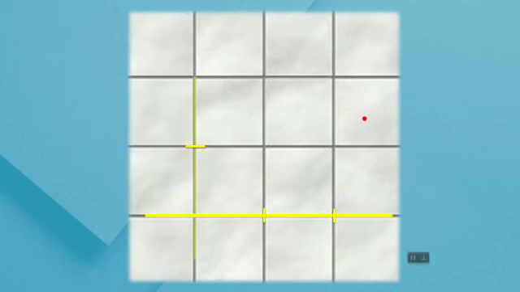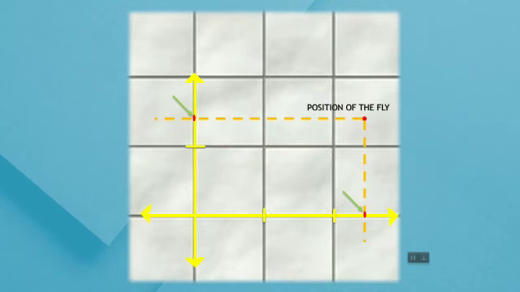So, considering his situation, he thought that if he could only count the number of squares, he would be able to find the exact location of the fly. So, he took two number lines and made them perpendicular, and by joining the points to the fly, he determined its exact position.